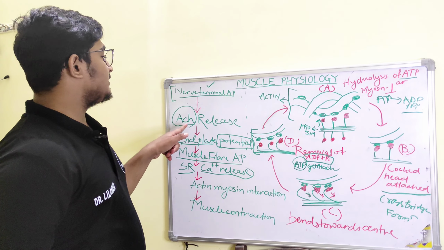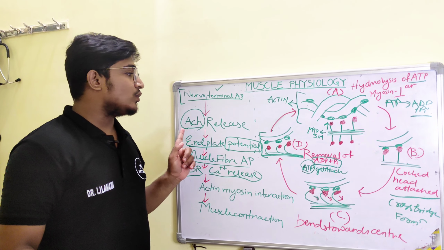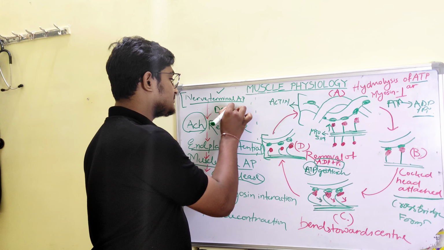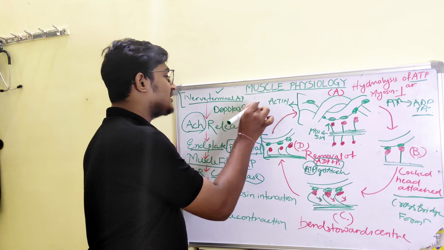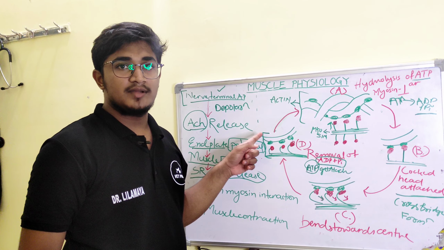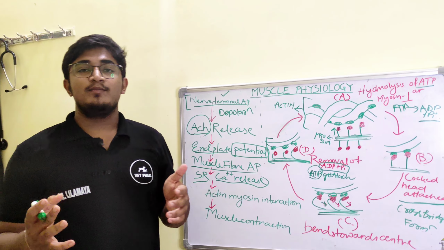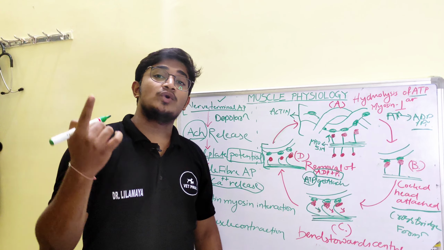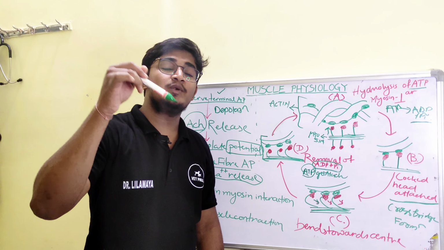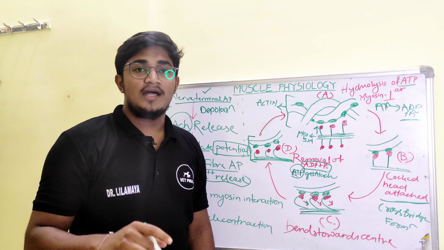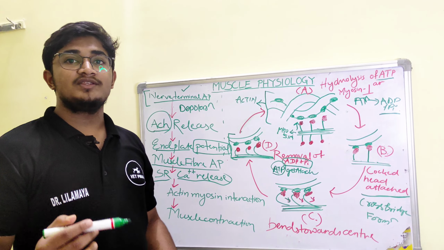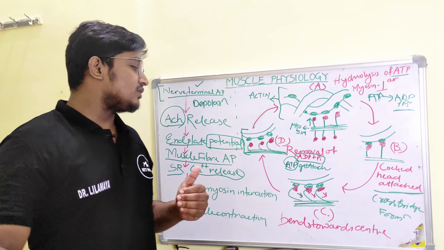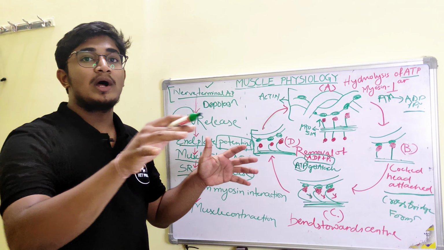After acetylcholine release, what happens? There will be depolarization of the muscle fiber. What do we mean by depolarization? In the muscle, the sodium channel gets activated, and there is inward movement of sodium. The inward movement of sodium causes the negative potential to become positive, which causes the transmission of the action potential throughout the muscle fiber.